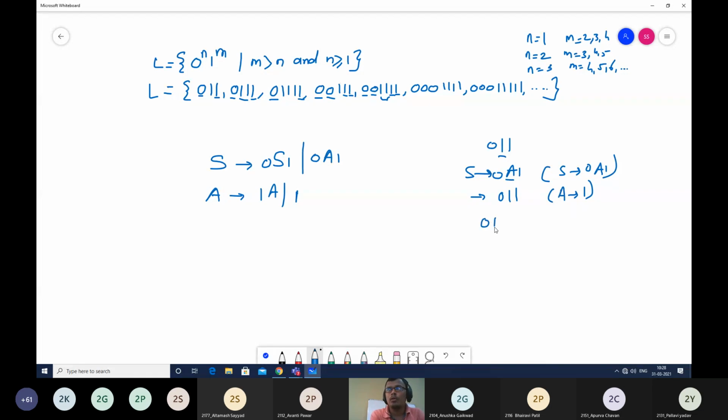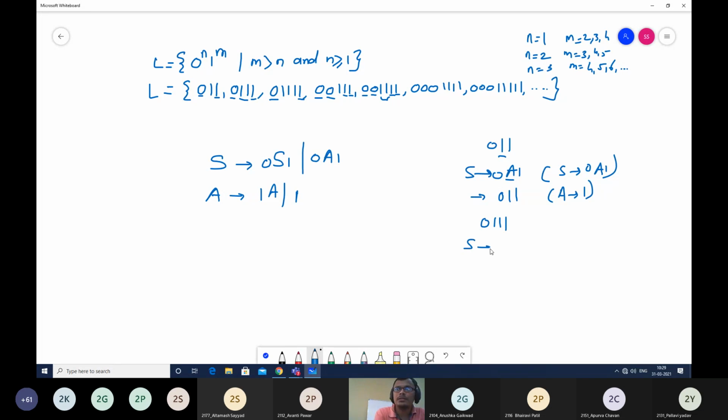What if I have more number of ones in between, like this second string where I have now 2 ones or 3 ones? If this starts incrementing, then I can use this pattern of A gives 1A to increment the number of ones in between. Correct? So how will the derivation look for this string?